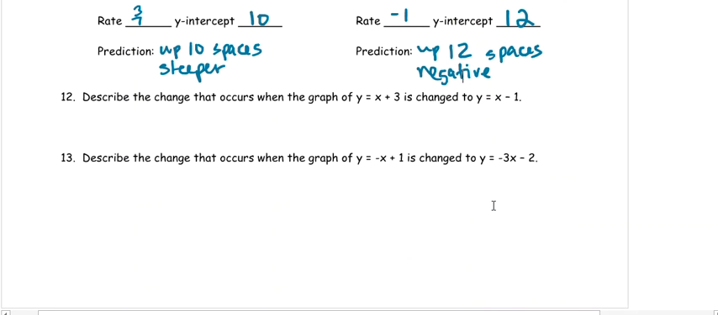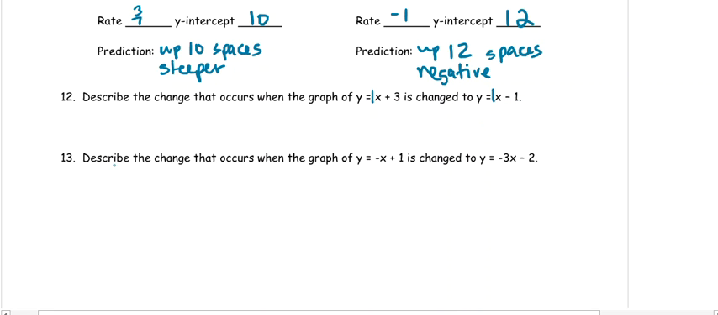Describe the change that occurs when the graph of y equals x plus 3 is changed to y equals x minus 1. So you're just looking at the slope and the y-intercept again. The slope is 1 here, it's 1 here. So the steepness doesn't change. It doesn't go from positive to negative. Now your y-intercept is 3 here, so it's 3 spaces above the origin. This is negative 1, so this is below by 1 space.